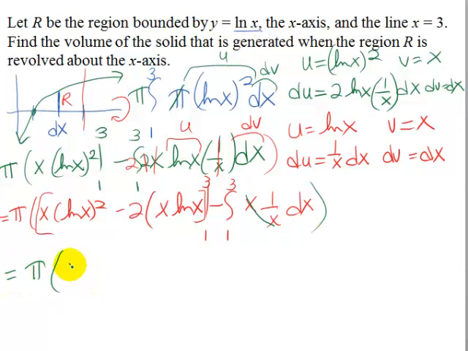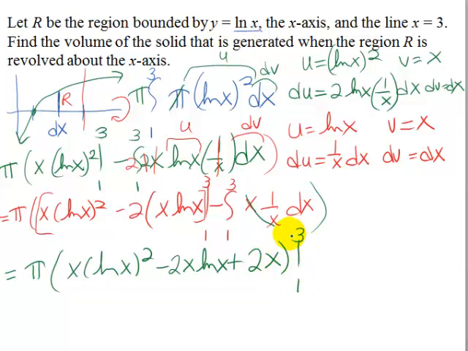So pi times x times the natural log of x squared minus 2x natural log of x plus 2x, evaluated from 1 to 3. So this negative 2 applies here, and then this is just simply the integral of dx, which is x.